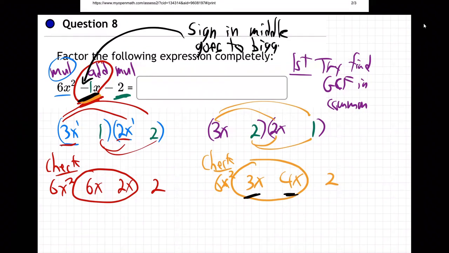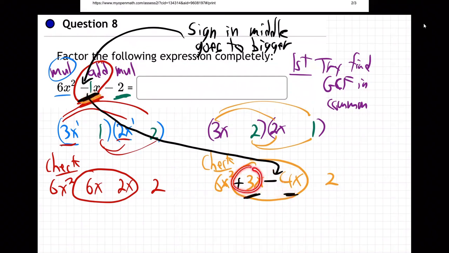Goes to the bigger. So you've got to take that guy. Which one of these is bigger? The 4. -4 plus 3. Did you see that? -4 plus 3 makes -1, doesn't it? 3 take away 4 is -1.